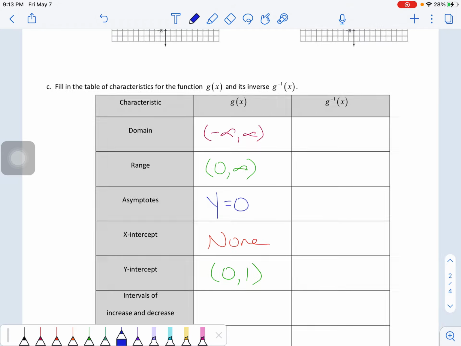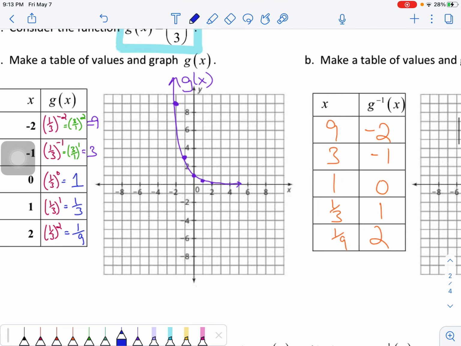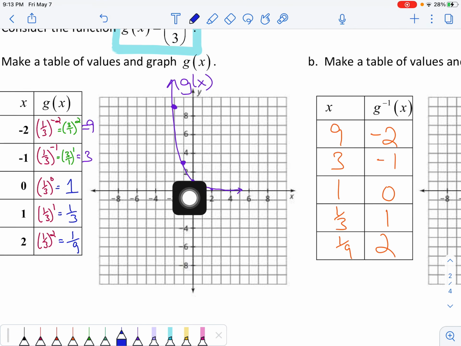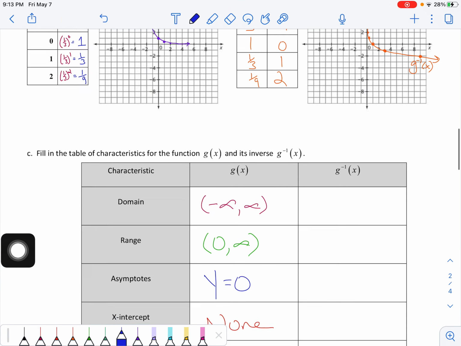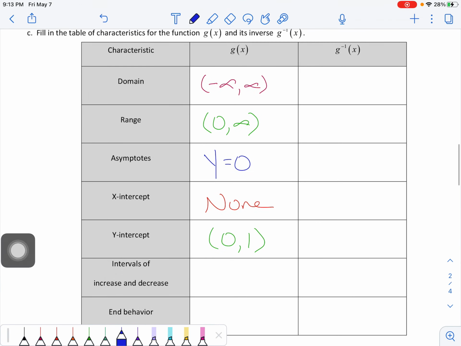Interval of increase or decrease. Because this is exponential decay, this graph is decreasing the entirety of its domain. So we're going to say this is decrease.